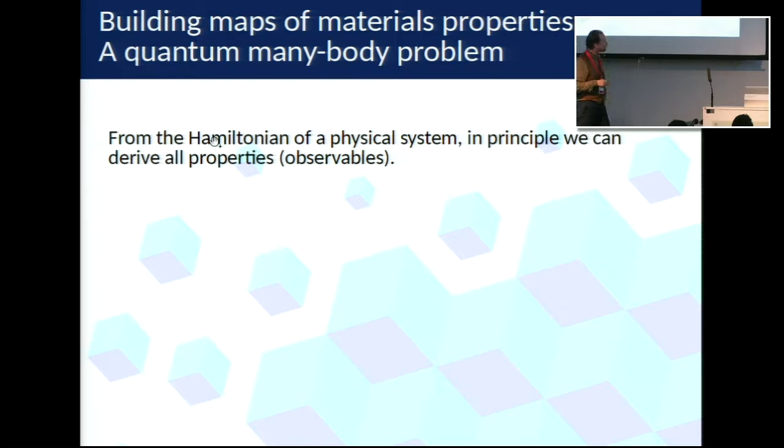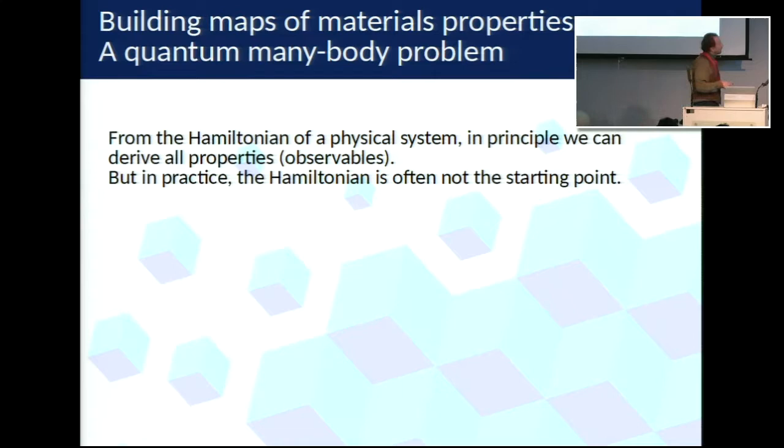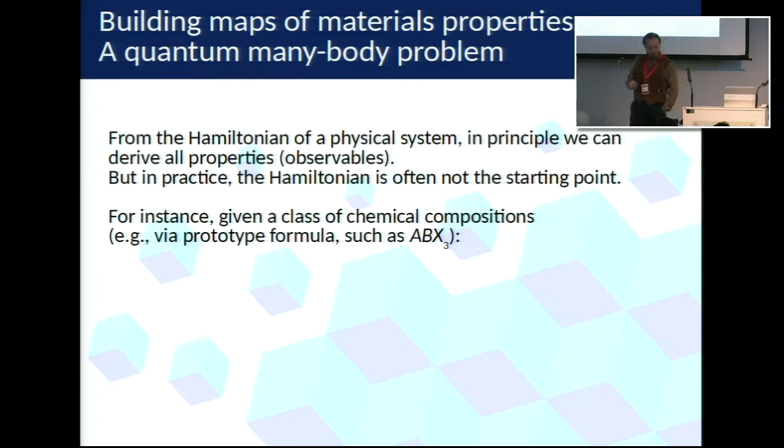Then I would like to point out that building this materials map is clearly a quantum many-body problem, in a more abstract way than the one typically people are used to in, say, theoretical chemistry. It comes from this observation. Typically, when we are able to write the Hamiltonian of the system, we can calculate the value of some observables. But not always the Hamiltonian, meaning the position of the nuclei in the system and the number of electrons, is where we start from.